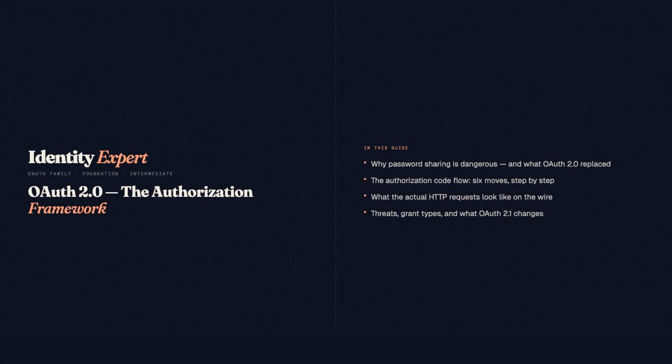In this guide, let's be precise about what OAuth 2 replaced. The authorization code flow is OAuth 2's primary grant type for user-facing applications. Here's what the actual HTTP looks like. And as of 2026, OAuth 2 is being consolidated into OAuth 2.1, an active IETF draft that bakes a decade of security best practices into a single specification.